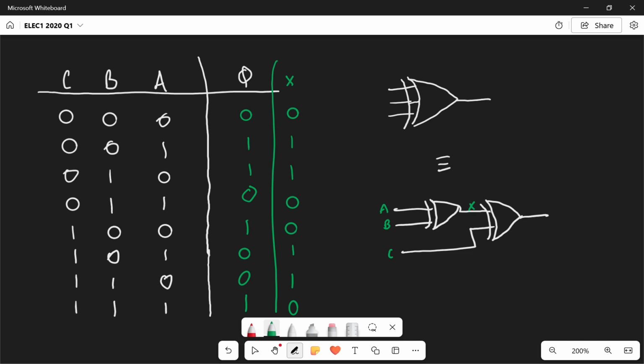And so, as you can see, it doesn't follow the pattern that maybe the other gates follow as far as a 3-input gate's concerned. That concludes question 1.